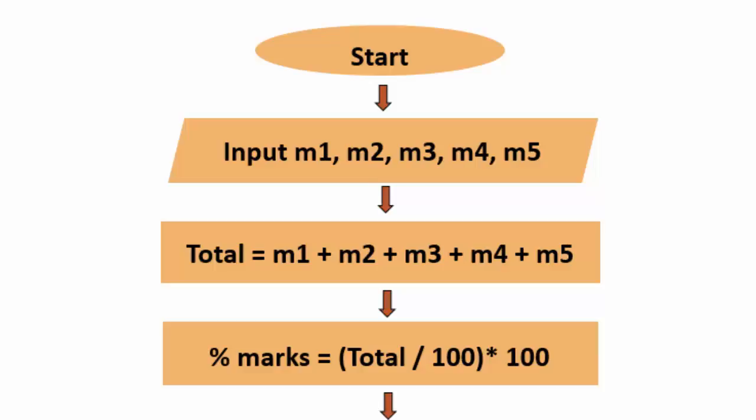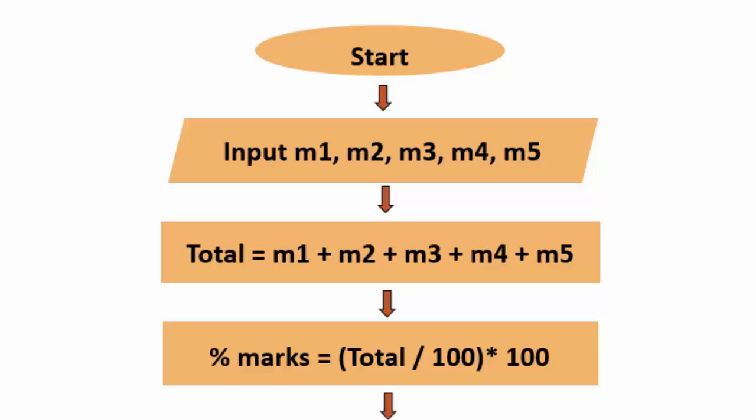The next step would be to calculate the total of these marks for 5 subjects. So it's a processing part, which is written in a rectangle box. So the total will become M1 plus M2 plus M3 plus M4 plus M5. So now the total holds the marks scored in 5 subjects.